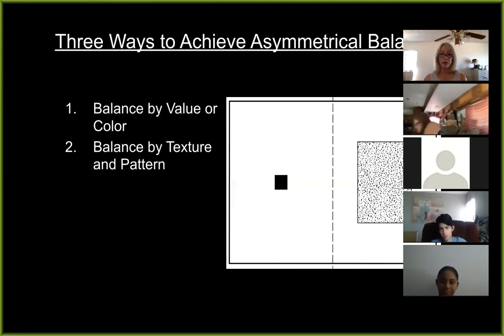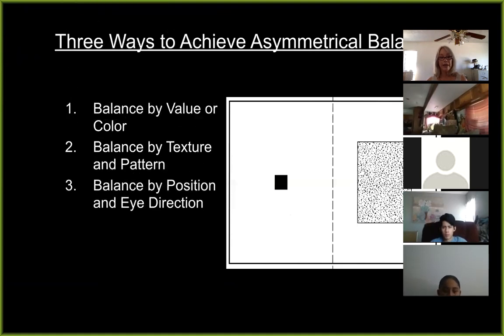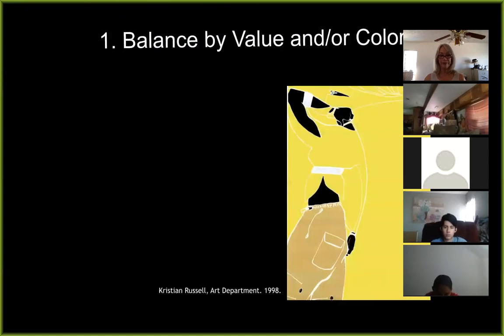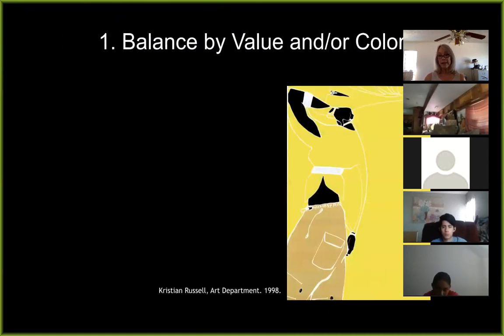You can also use the same principle in color. Some colors are going to have more weight than others. We'll look at balance by texture and pattern next. And then finally, we'll look at balance by position and eye direction. Here's another example of balance by value or color. This one is using both.